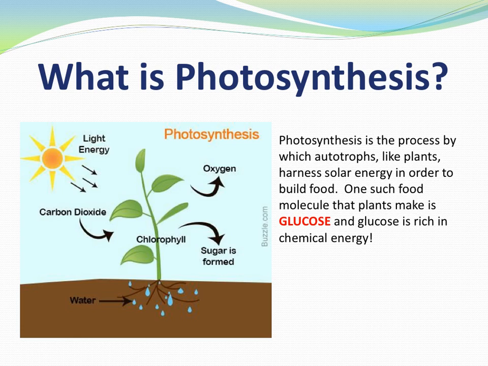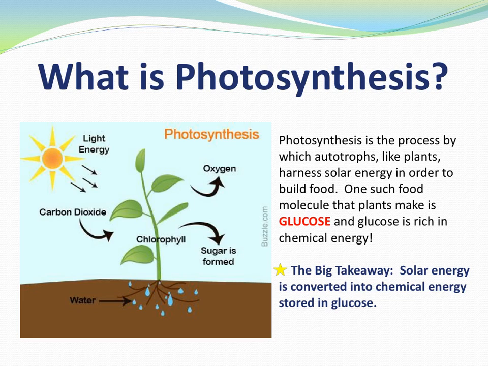In this picture, you can see that the plant is taking up water through its roots and carbon dioxide through its leaves, and it's using its chlorophyll and solar energy in order to build products like oxygen gas and that chemically rich sugar called glucose. The big takeaway here is that solar energy is converted into chemical energy that is stored in glucose.